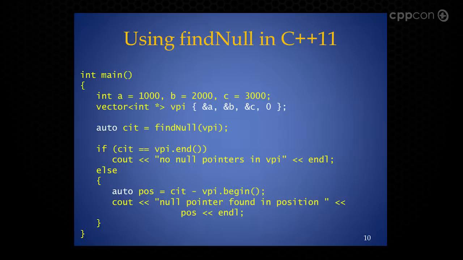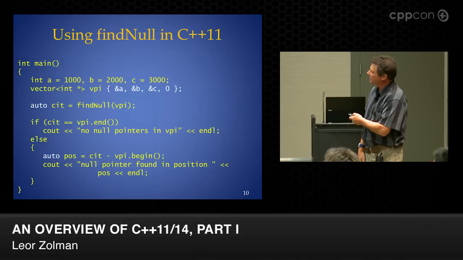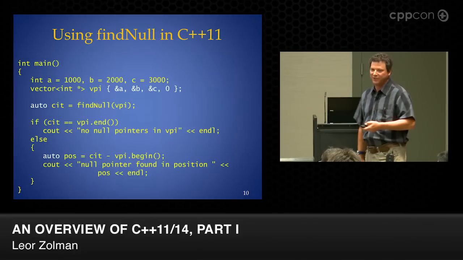So I'm going to start by showing the C++11 version of that slide we just saw. How would we adapt C++11 features to use find_null? First of all, thank goodness, we can just brace initialize the vector.